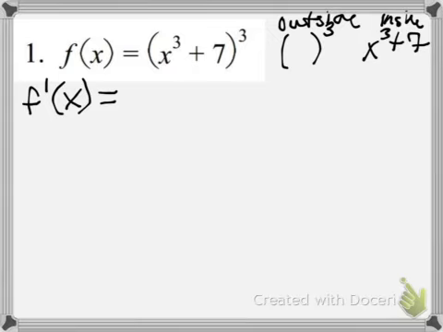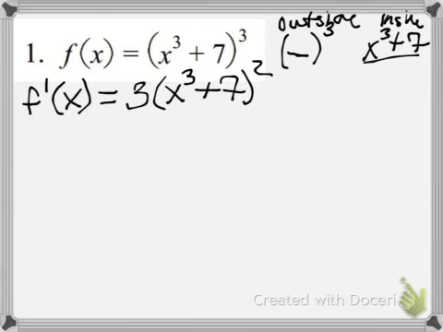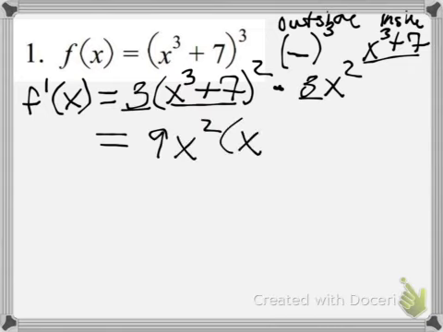So I'm going to take the derivative of the outside first, leaving the inside completely alone, and then I'm going to multiply it by the derivative of the inside function. So in that case, this will be 3 times x cubed plus 7 squared. That's me taking the derivative of the outside function and multiplying it by the derivative of the inside. And the derivative of x cubed plus 7 is 3x squared. So combining that together, 3 times 3 is 9. It's 9x squared, x cubed plus 7 squared. And that's the final answer.